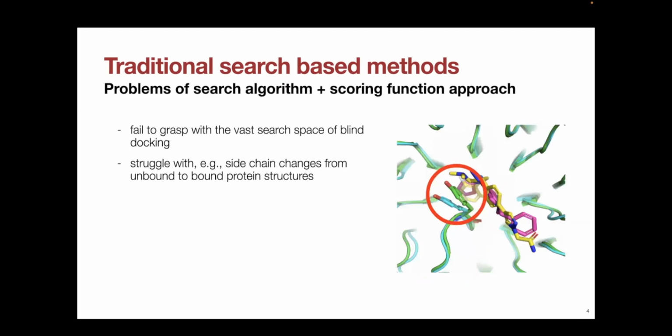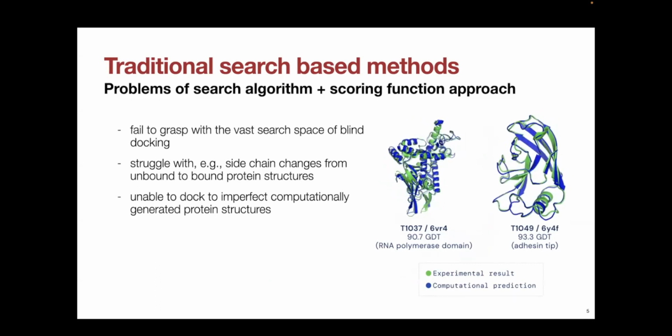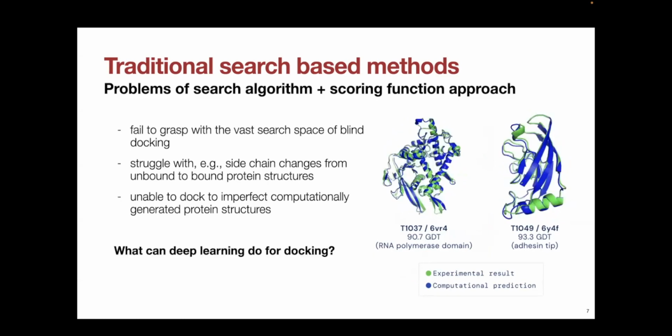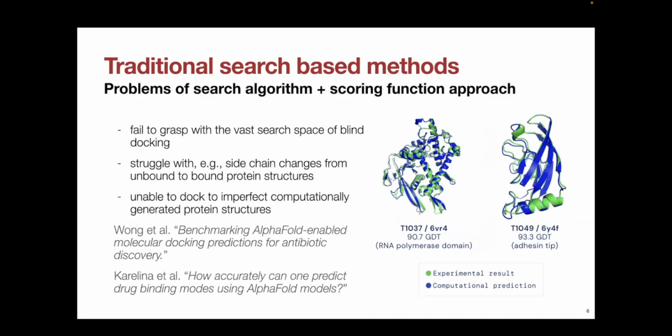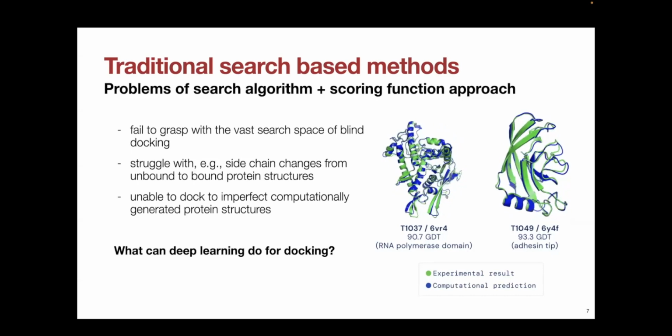Another issue is the sensitivity to slight inaccuracies in the protein structure, such as if we, for example, have computationally generated structures where maybe a sidechain might be a little bit off. There has been evidence in some papers that when we're docking to computationally generated structures, like AlphaFold structures, for example, these classical methods struggle with this a bit. And with that, we now have our question of what we can do with deep learning for docking.